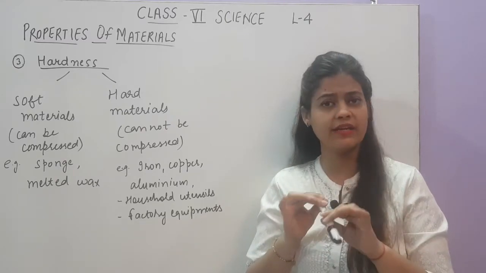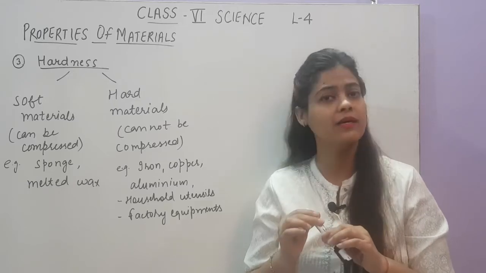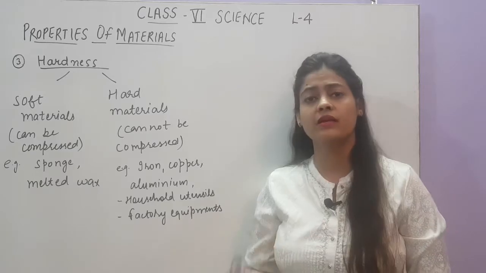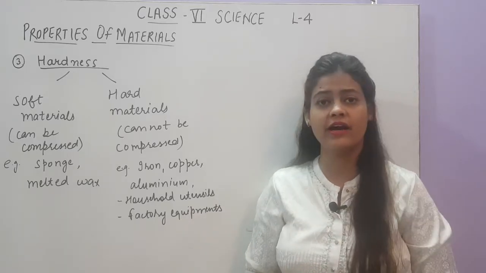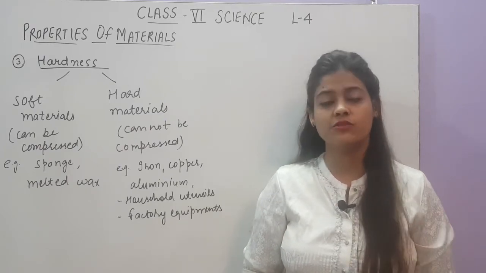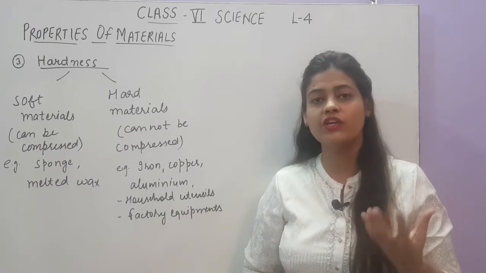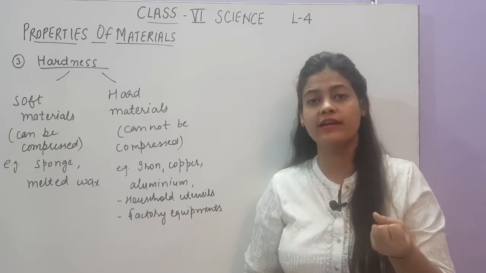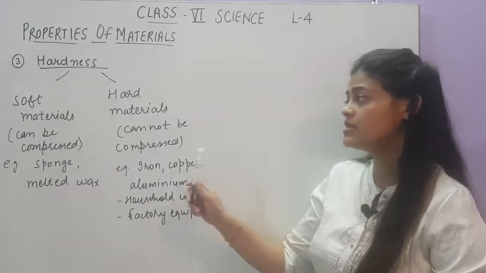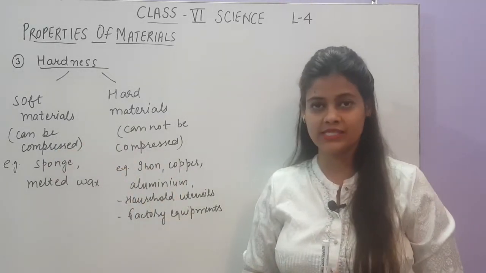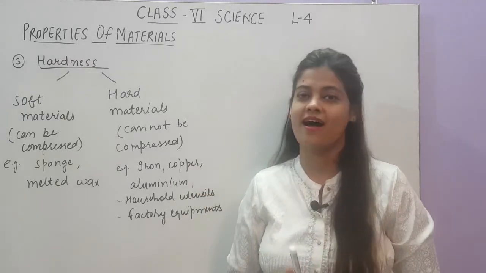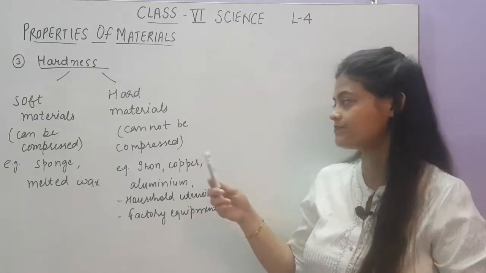Obviously if I am pressing it, it is not getting pressed, it is not getting compressed, which means it is a hard material. But if I take some other thing like a sponge, which we generally use to clean utensils, or bath sponges, when you take that sponge in your hand and compress it, you will find that it is compressed. It means it is a soft material. The things which can be compressed are soft materials. The things which cannot be compressed are hard materials.